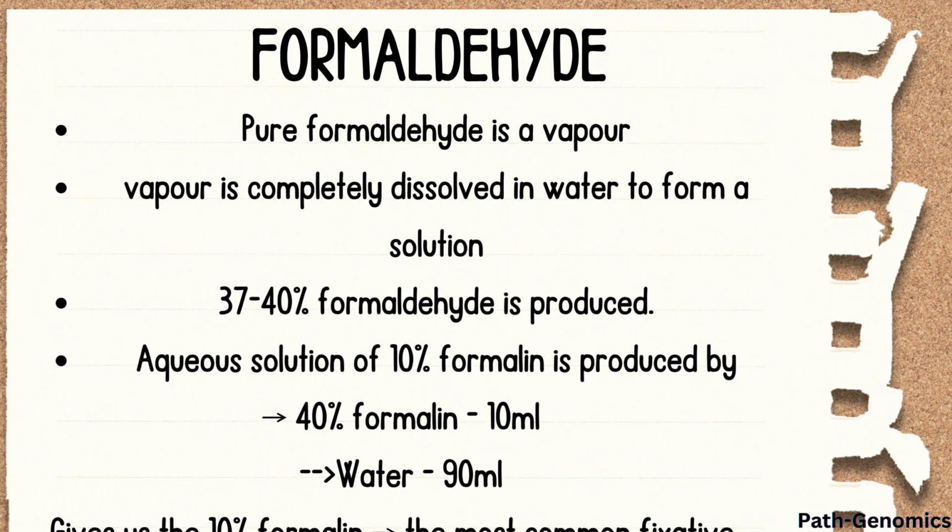Pure formaldehyde is a vapor. This vapor has to be completely dissolved in water to form a solution. Commercially available formaldehyde is 37 to 40% formaldehyde. An aqueous solution of 10% formalin is produced by mixing 10 milliliters of 40% formalin with 90 milliliters of water. This solution gives us the 10% formalin, the most common fixative.